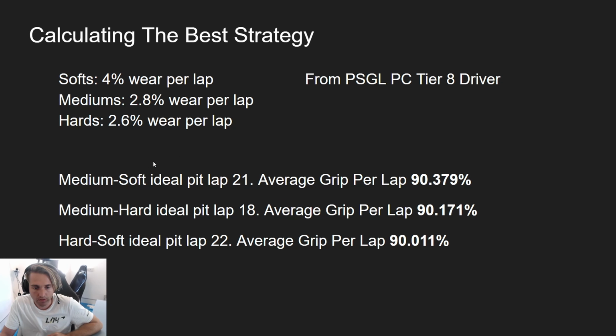We looked at a medium soft strategy. We saw lap 21 was the best. We did medium hard, so lap 18 was the best. At hard soft, lap 22 was the best.